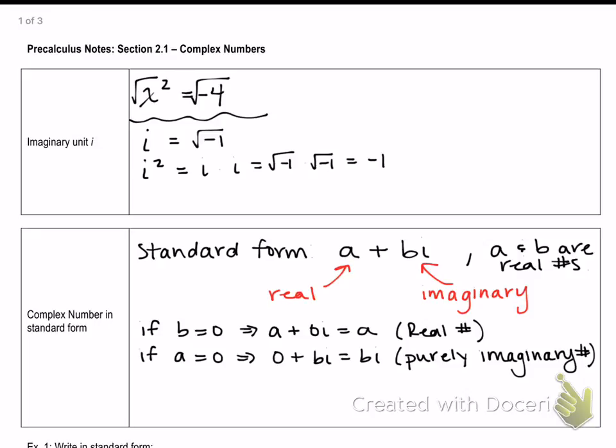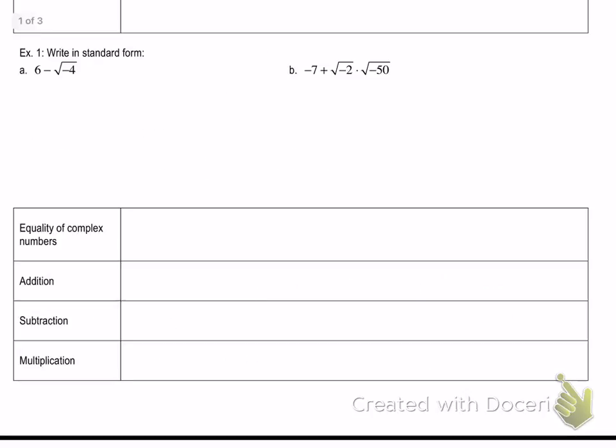All right. So let's go ahead and talk about how to write things in standard form in example 1. Okay, so notice that I have 6 minus the square root of negative 4. All right, so if something is going to be in standard form, then I need to put that in a plus bi format. All right, so what we need to do is we need to rewrite the square root of negative 4.